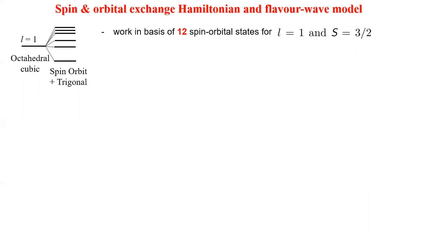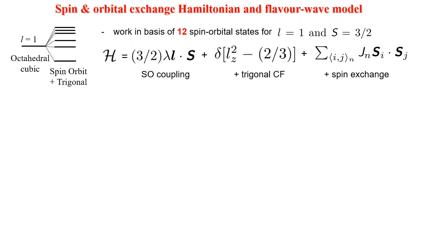So here is now a model that we propose can explain all the features that we've seen experimentally. We work in the basis of the L equals 1 orbital doublet. And so we have 3 orbital states and 4 spin states. So we have 12 states in total.